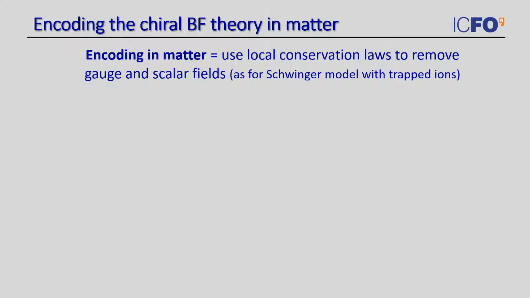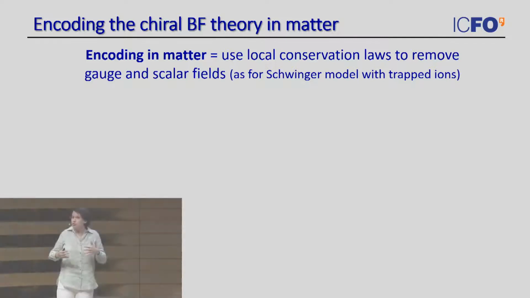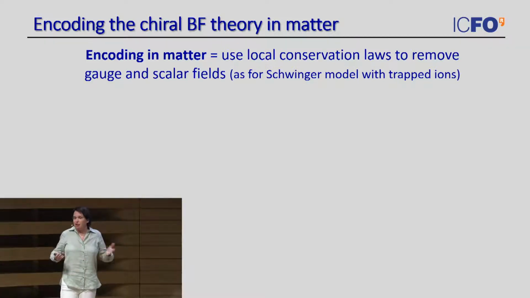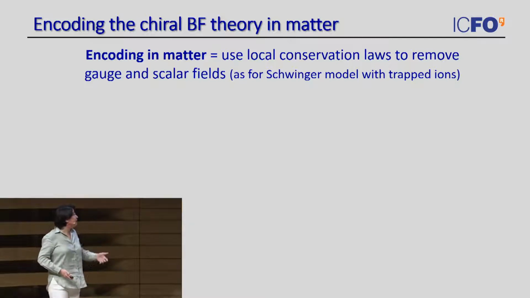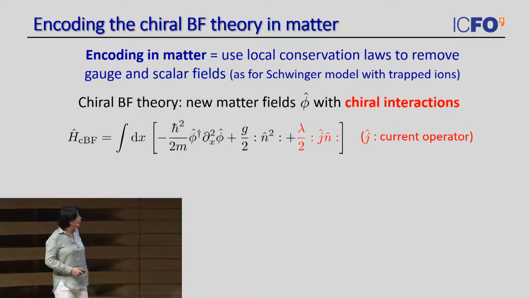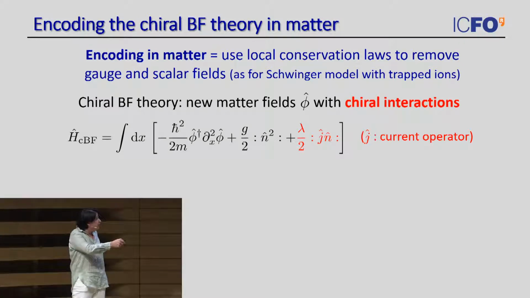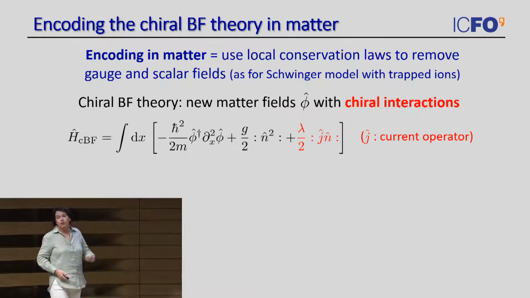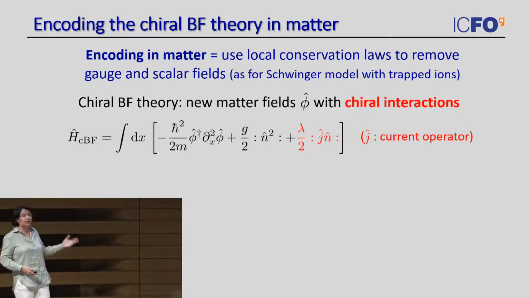If you use this trick, you remove all gauge fields, but there is a price to pay, which is that you get some new interaction term between your matter fields. For the Schwinger model, if you use Gauss' law to remove the gauge field, the interactions that you get are, not surprisingly, Coulomb interactions. But if you do that for our chiral BF theory, then you get a very weird interaction term that you're certainly not used to, which actually reads the current operator for the matter density times the density. This term, Roman Jackiw called a chiral interaction term.